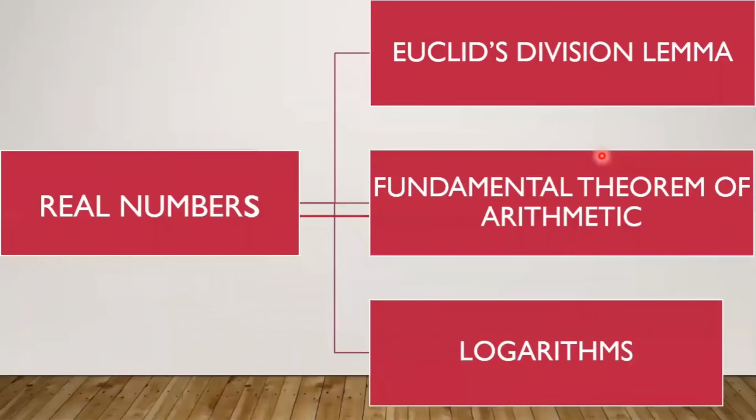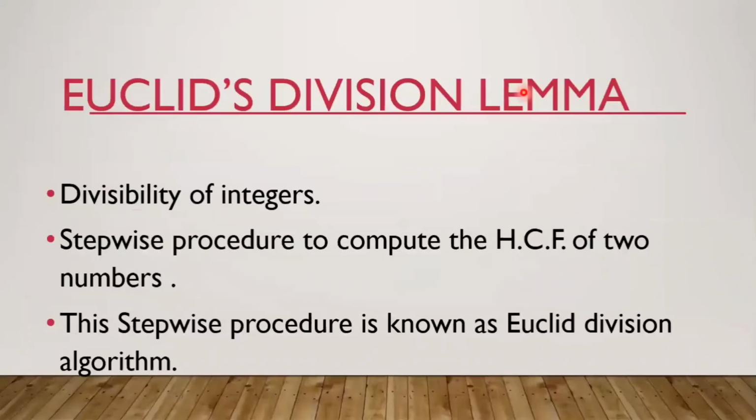So let us continue our discussion on the real numbers. In this chapter, you are going to know more about the important properties of the integers. Those are Euclid's division lemma, Euclid's division algorithm, the fundamental theorem of arithmetic, and another new topic, logarithms. First, let us know about Euclid's division lemma. It tells about the divisibility of integers and a stepwise procedure to compute the HCF of two numbers. The stepwise procedure is known as Euclid's division algorithm.